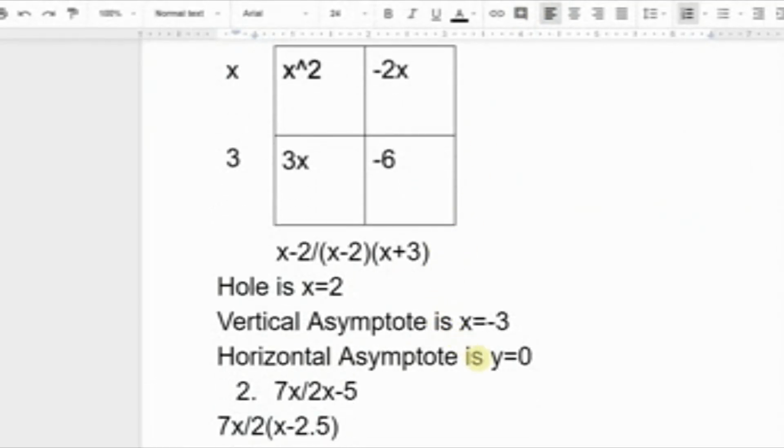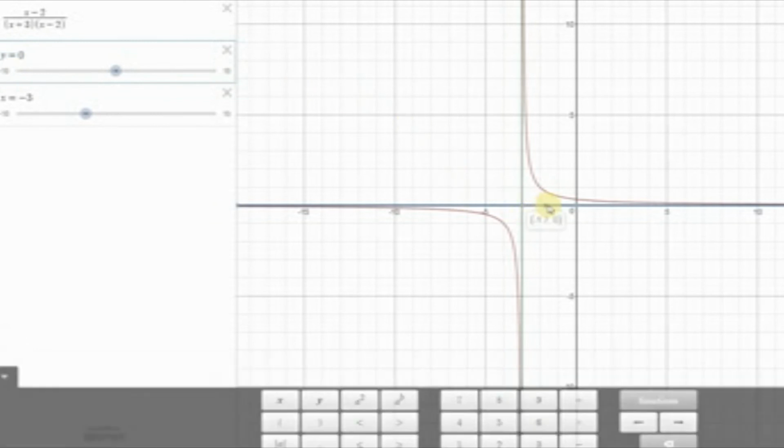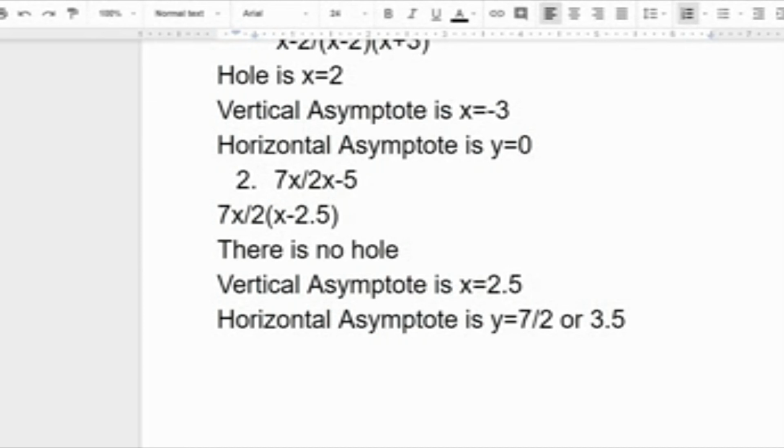The horizontal asymptote is y equals 0. If you look at Desmos, I have it set to y equals 0 right here, and the blue line is y equals 0, and that is the horizontal asymptote. Now I will check number 2.